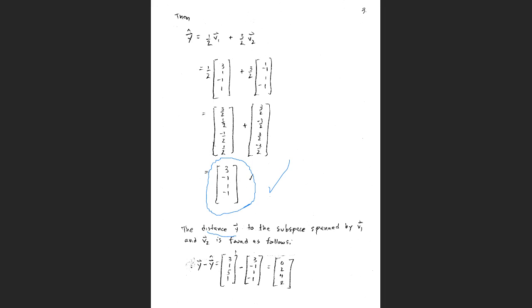And the distance from the vector y to the subspace spanned by V1 and V2, well, first of all, you got to figure out the difference between the vectors y and y hat. This is what the book often calls the vector z in pictures.